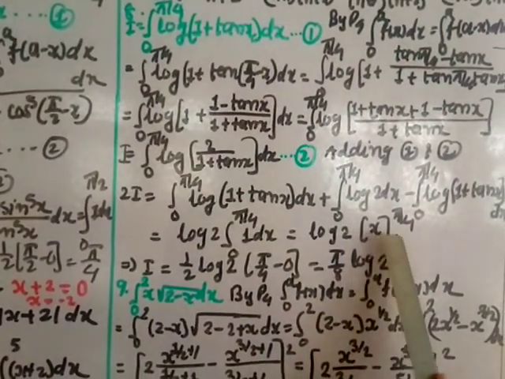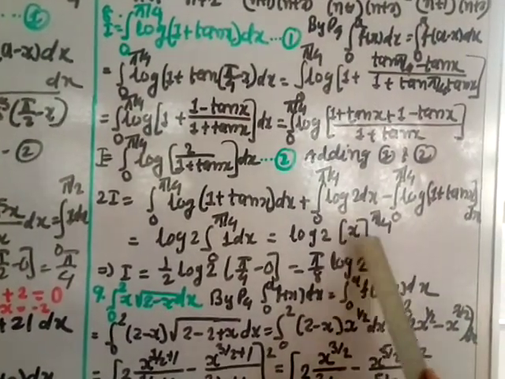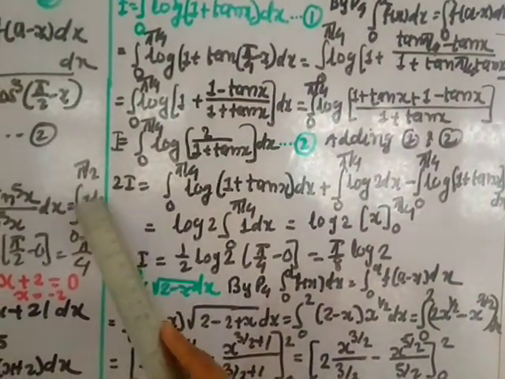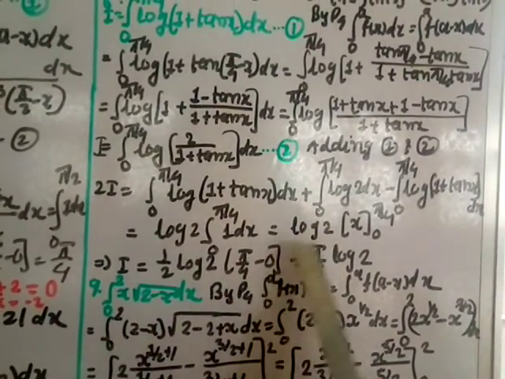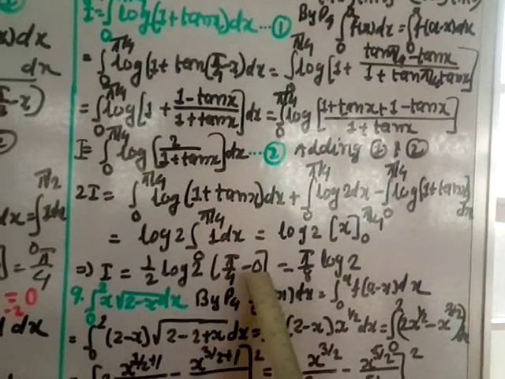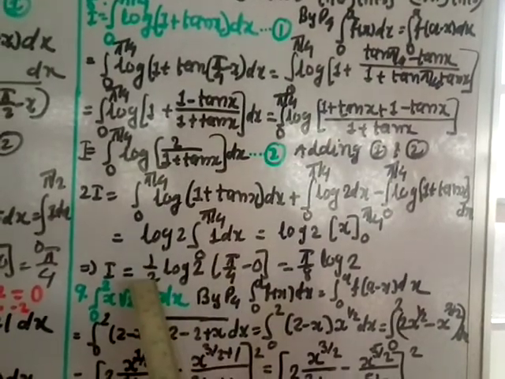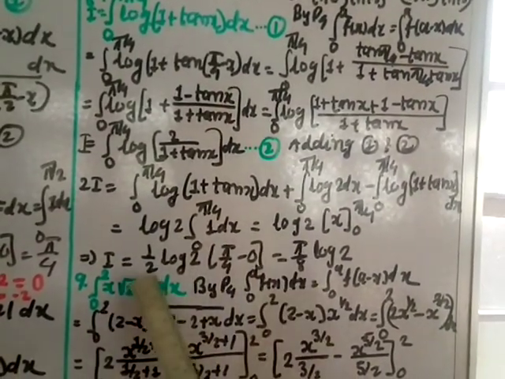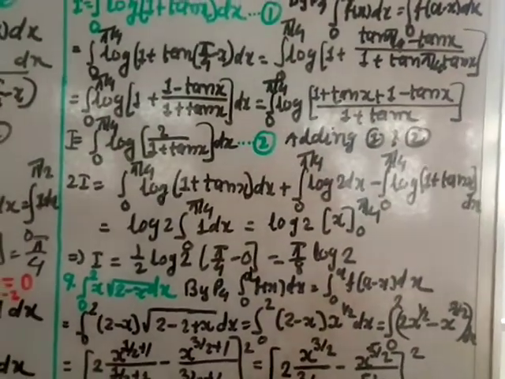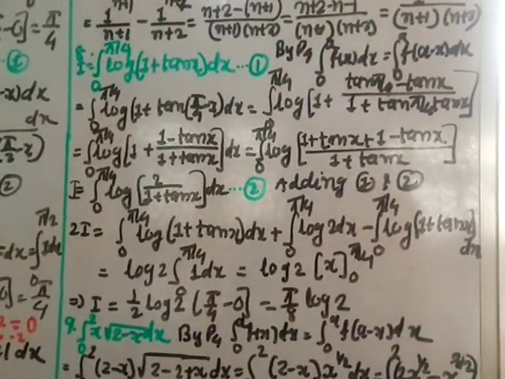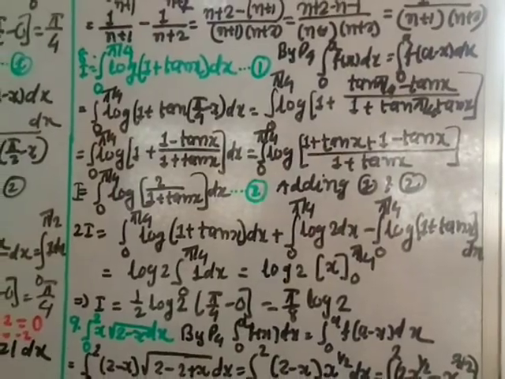Integral of 1 is x, from 0 to pi by 4. Put the upper limit minus the lower limit. And these two you transfer here, it comes in the denominator. So 1 by 2 log 2, this one, and pi by 4 minus 0. This pi by 4 and 1 by 2 multiply. So 1 into pi is pi, 2 into 4 is 8, and this log 2. So this is the answer, pi by 8 minus log 2. That is the answer for question number 8.